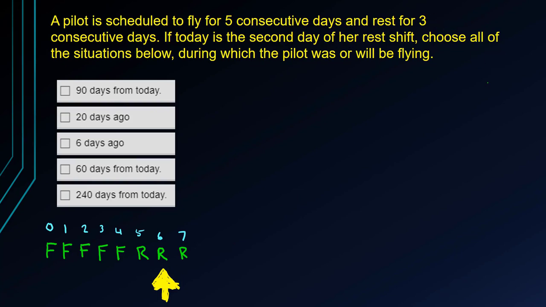So if I take 6 and add 90 to it, I get 96, which I would divide by 8, which would give me 12 with a remainder of 0. Now that remainder of 0 is what tells me that it corresponds to this 0 down here, which is a flying day. So she will be flying at that time.